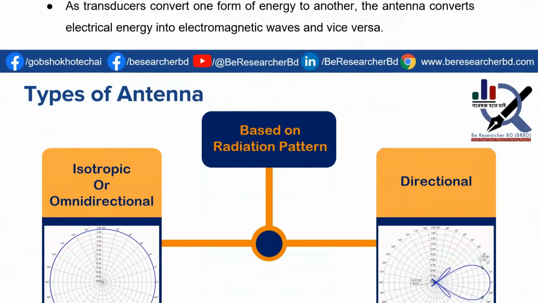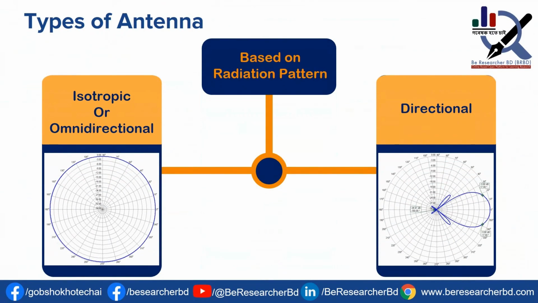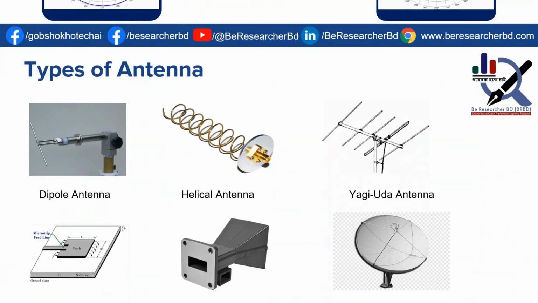According to radiation pattern, there are primarily two types of antenna available: isotropic or omnidirectional and directional antenna. An omnidirectional antenna is such an antenna that radiates equally in all directions. To be more precise, the radiation intensity of an omnidirectional antenna is constant in all directions. In contrast, a directional antenna can radiate or receive power only from a particular direction.